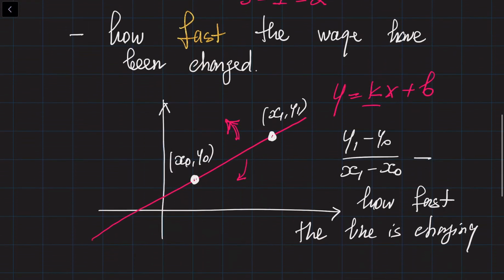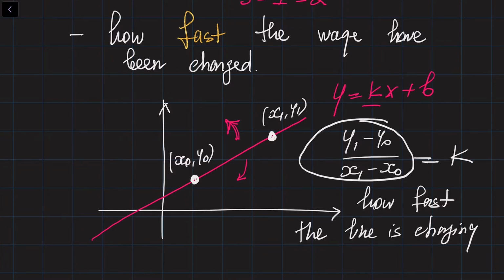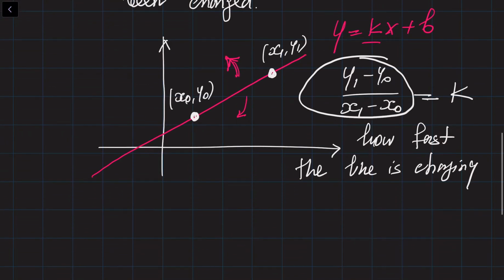So in general, this formula, which is the rate of change of the function, is nothing else but the definition of the slope of the line. If you would like to understand how fast your line is changing, just find the slope. This is how we are going to quantify the rate of change of lines using mathematical terms. So we're going to do this using the slopes.